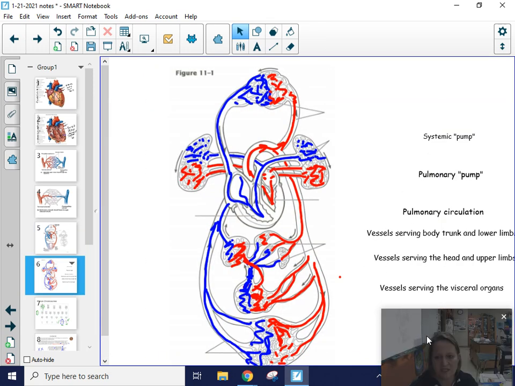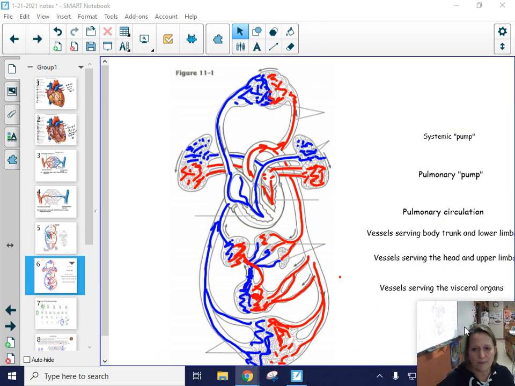So this is the one that is in your packet. And so I just colored it so you could kind of see that. There's some shunting going on here, so that's kind of a mess. But basically, wherever you get to a capillary bed, the blood that's coming from the aorta is going to be full of oxygen, and the blood leaving that capillary bed is going to be oxygen poor.